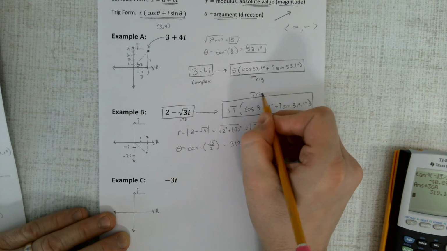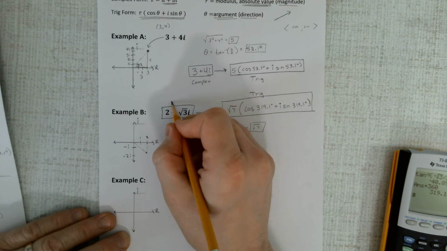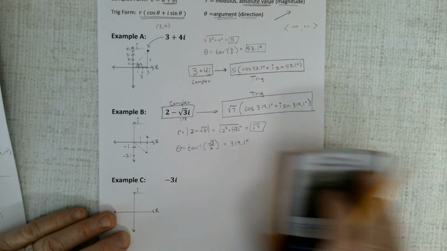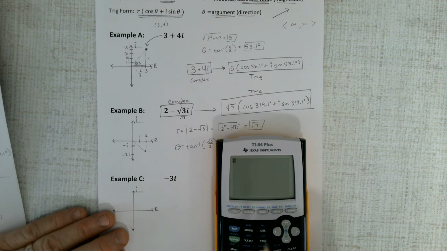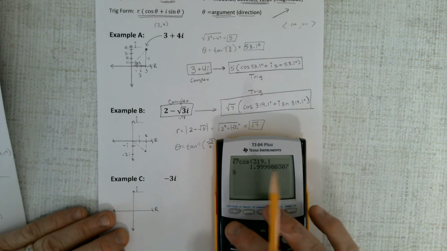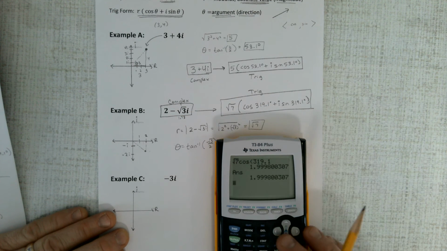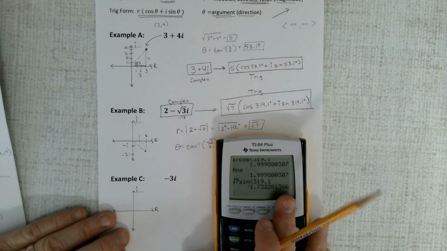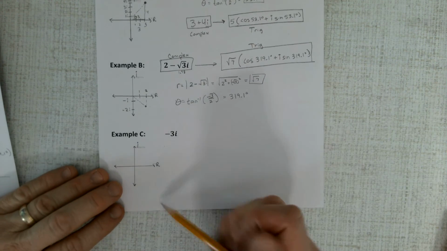Trig form, complex form. It's kind of backwards, isn't it? This looks like the complex form over here. But let's see, square root of 7 cosine 319.1 checks out to 2, and just go, whoops, change my cosine to sine, and negative 1.73. All right, let's do one last example.